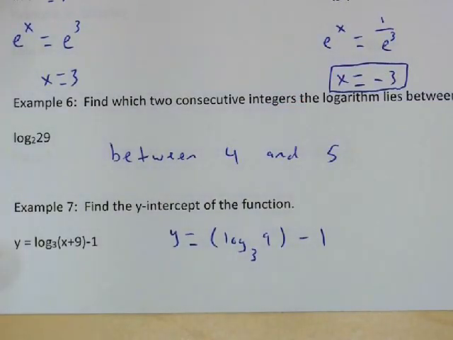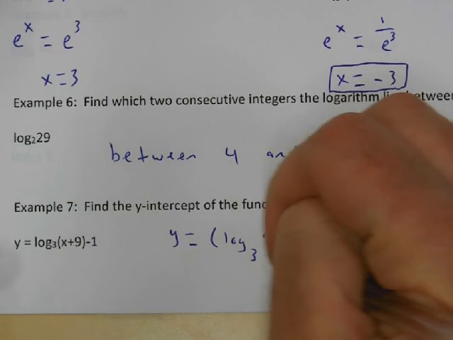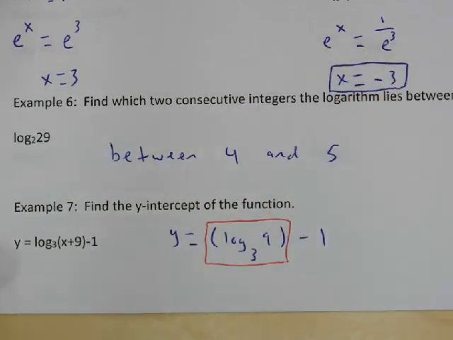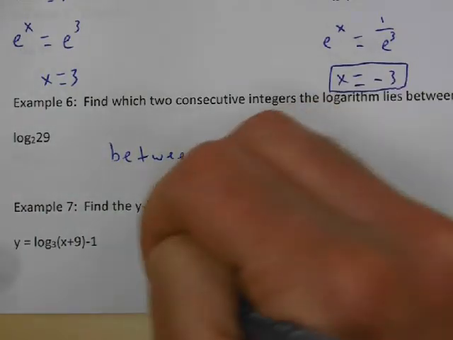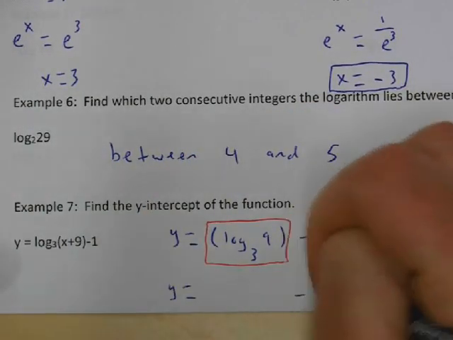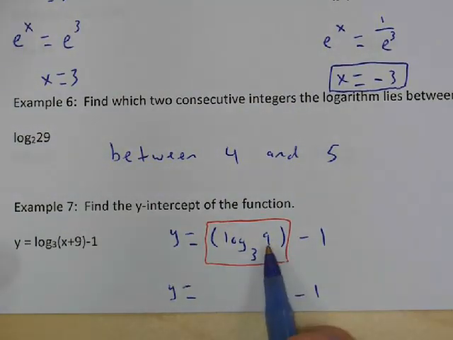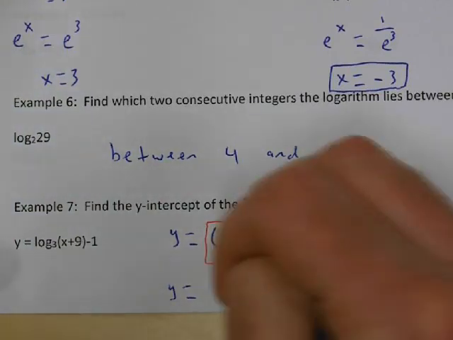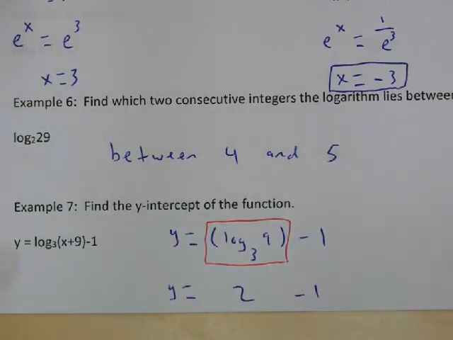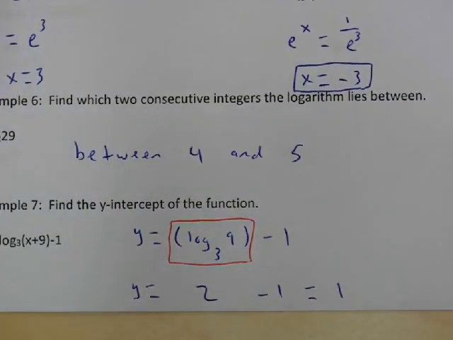One of the most important things to keep in mind is, what is this whole part? Well, this is just some number. What number can I replace that with? Well, what is the log of 9 base 3? In other words, 3 to what power gives me 9? Well, 2. So then I can replace this whole thing with the number 2. So then I get y equals 2 minus 1, which is 1. So my y-intercept for this one is at 0, 1. And that's my answer.